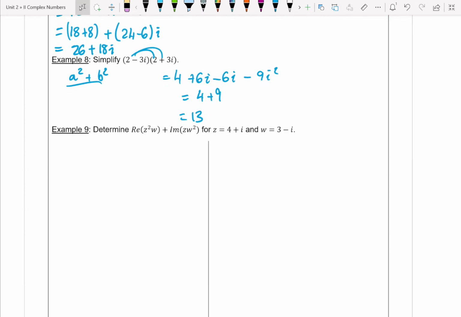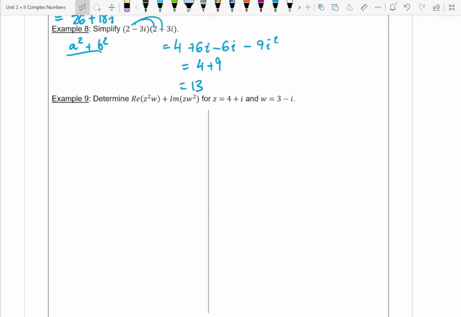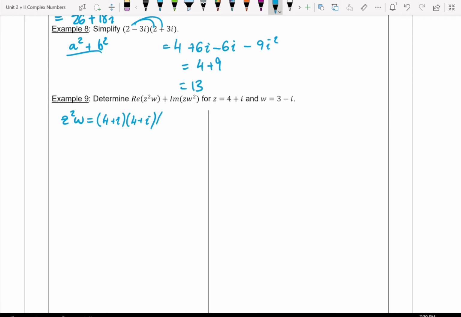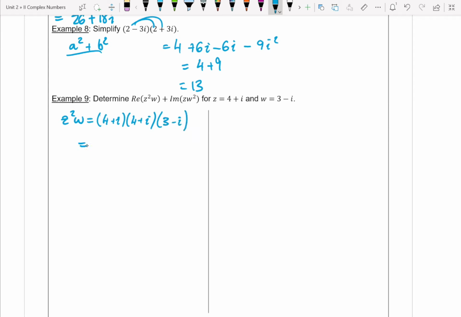Okay, example 9. I think this is the last one. Nope, it's not. Determine the real of z squared w plus the imaginary of zw squared for z equals 4 plus i and w equals 3 minus i. So first of all, let's consider z squared w. That's going to equal 4 plus i times 3 minus i. So that's going to give us 16 plus 8i minus 1.